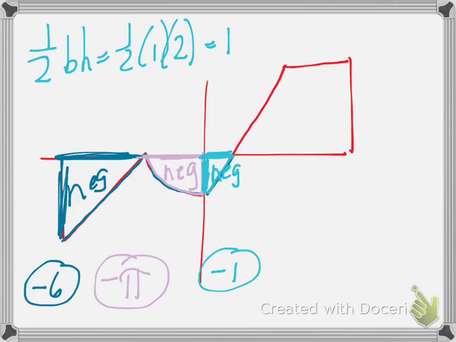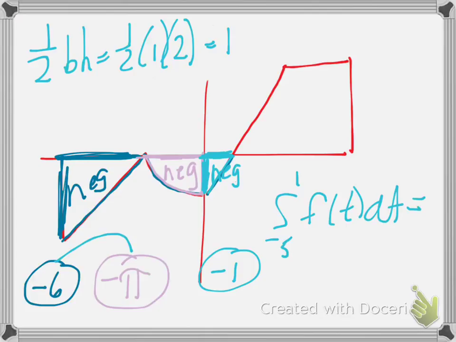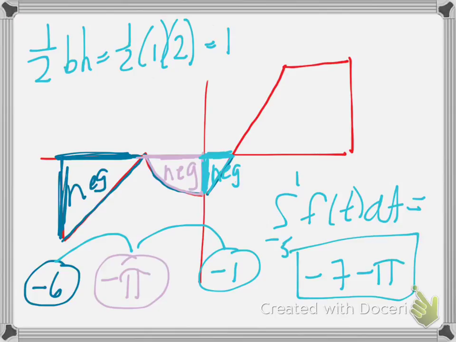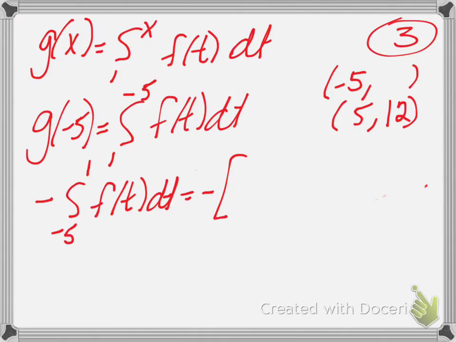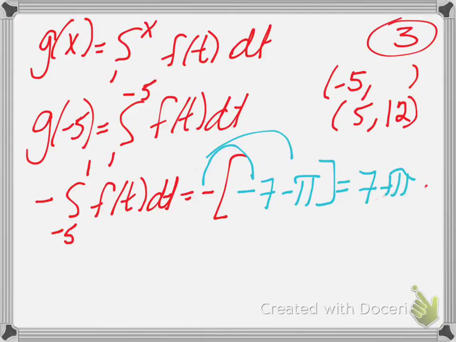Okay, so the area from -5 to 1 of f of t dt is going to be -6, negative pi, -1. So if we combine that, we end up getting a -7 minus pi. I'm going to go back to the other screen. -7 minus pi. Okay, so we're going to distribute this negative that's on the outside, and we're going to get a +7 plus pi.